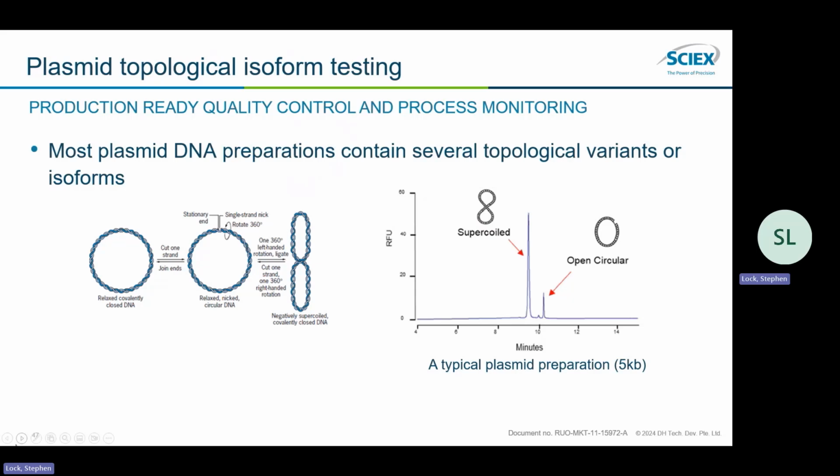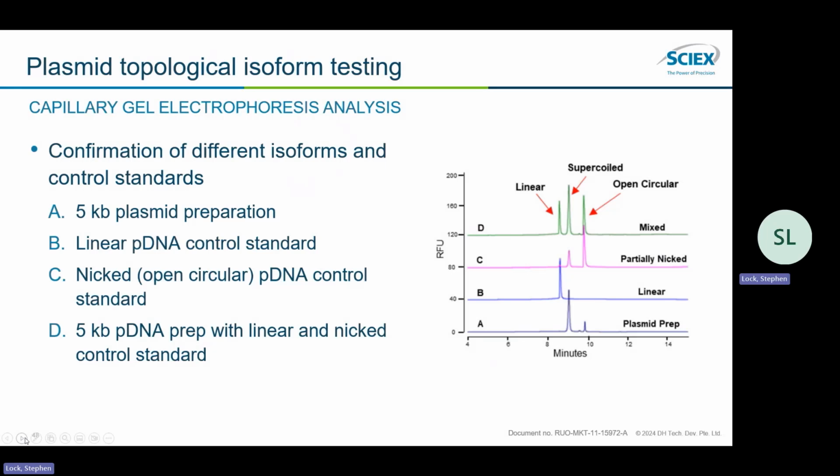And this shows you just an example where we picked up and looked at supercoiled versus open circular versus clipped variants. And you can see here the supercoiled is well separated from the open circular variant. And this is a plasmid of around 5 kilobases in size, so 5 kb. But we've actually applied this separation to several different sizes of plasmids.